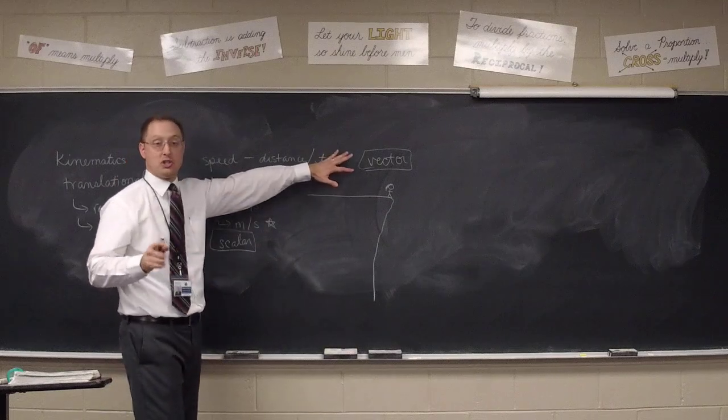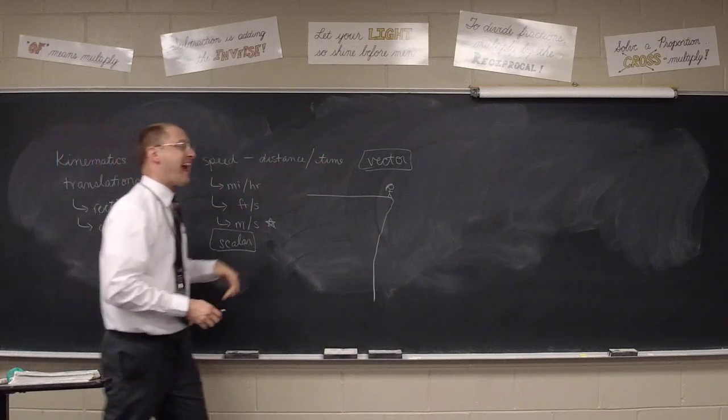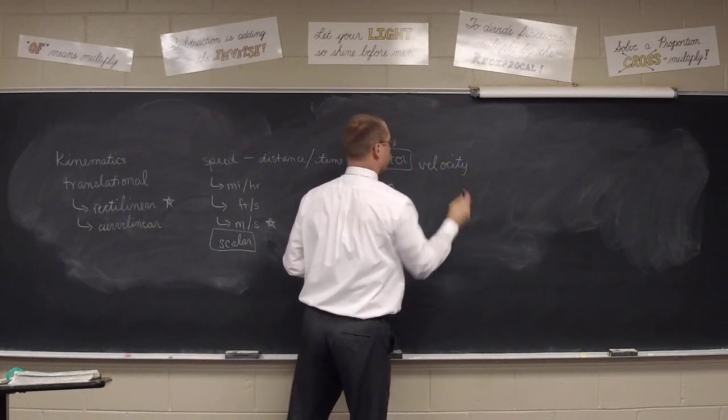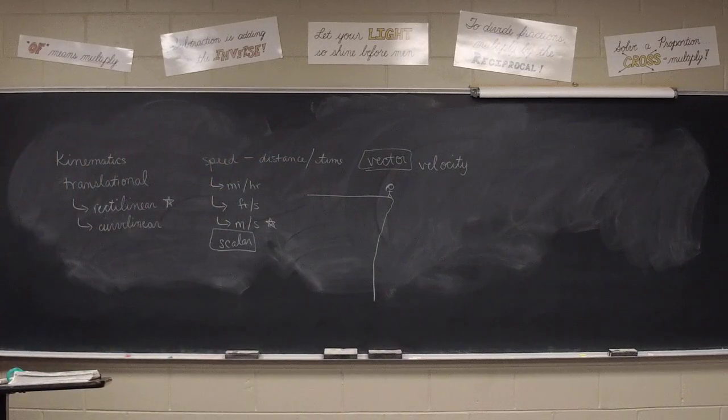A vector has both magnitude and direction. And if we were to account for the direction of speed, we have a vector called velocity. Velocity is speed in a particular direction.